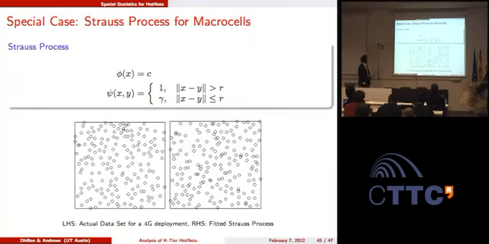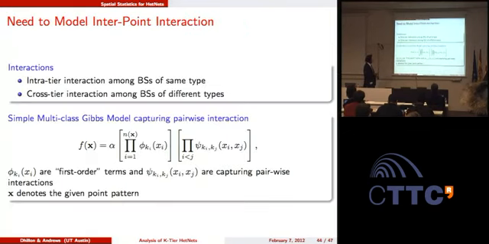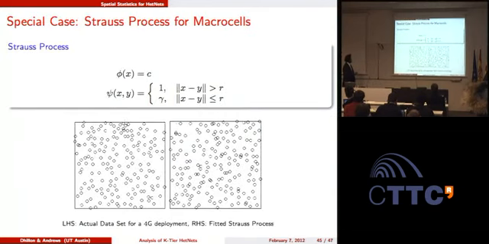A simple pairwise model, I would say, is this: just keep this phi and psi in mind. If you consider phi to be a constant and psi to be this really simple function, what it does is that you take 2 points. If the distance between those 2 points is greater than some r, this function is equal to 1. And if it is less than or equal to r, it is equal to, say, gamma. Now, if you take gamma equals 0, what you are saying is that 2 points cannot come closer than r. If you take gamma equals 1, you are going towards a Poisson process. So this is a very nice parameterization, and we call it the Strauss process.